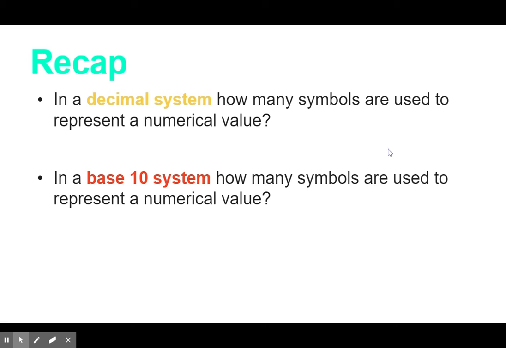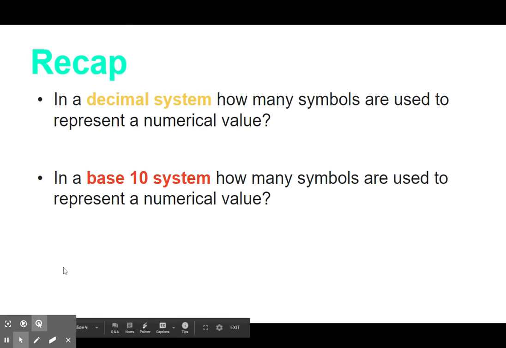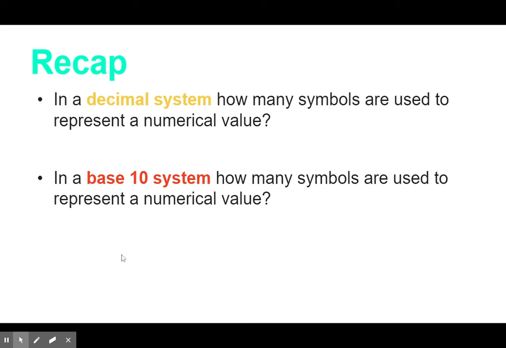Now let's recap what we've got. In a decimal system, how many symbols are used to represent a numerical value? Go ahead and think about that. And in a base 10 system, how many symbols are used to represent a numerical value? I'll give you a second here to pause and think about that, and I'll continue with the answers. If you need more time, just go ahead and hit pause. If not, I'm going to go through the answers here.